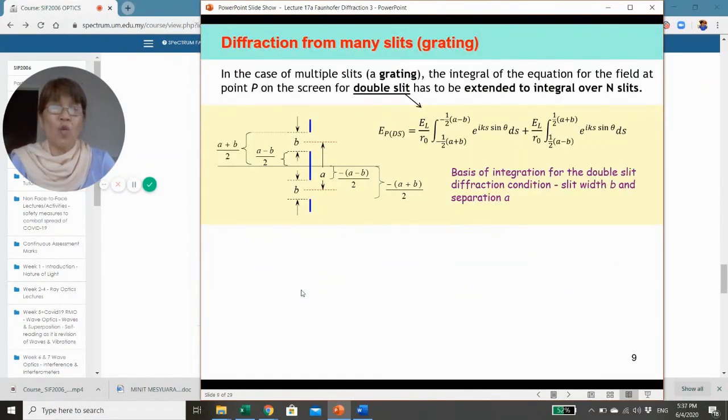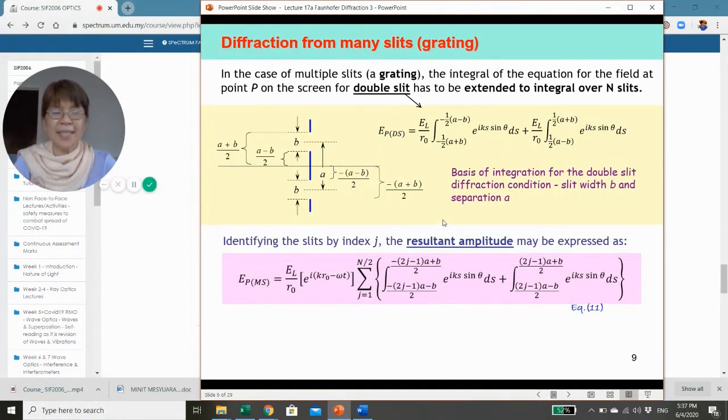Ready to go to extend it to more number of slits, which would actually make a grating. So in our double slit, this was what we did for double slit, redrawn here. But now we want to extend the integral to include up to n number of slits. So how do we do that?